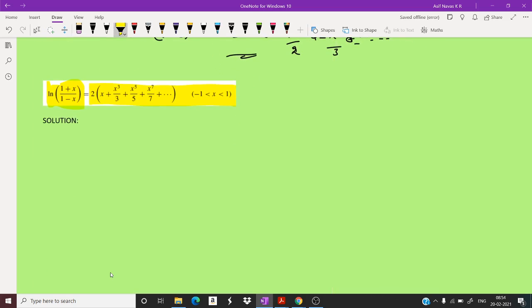We already know log(1+x) minus log(1−x). Good. So that means we know that log(a/b) is equal to log a minus log b. And also we know that log(1+x) is equal to x minus x squared by 2 plus x cubed by 3 minus x raised to 4 by 4 plus etc.